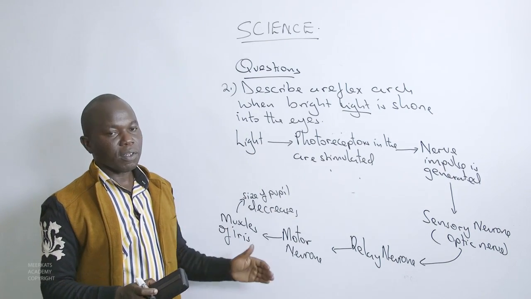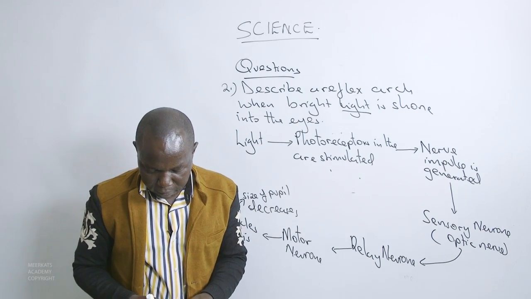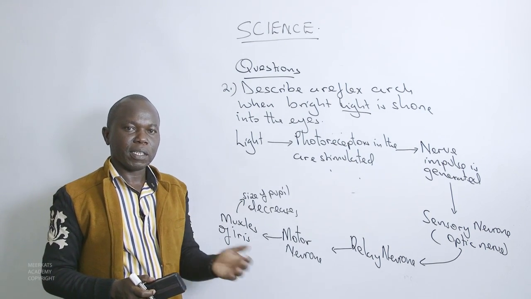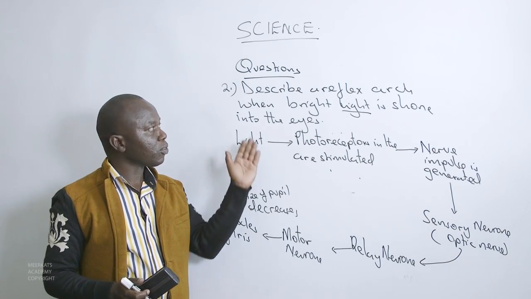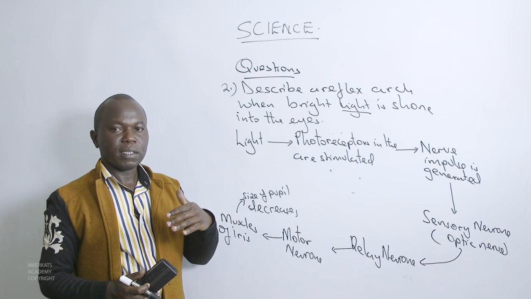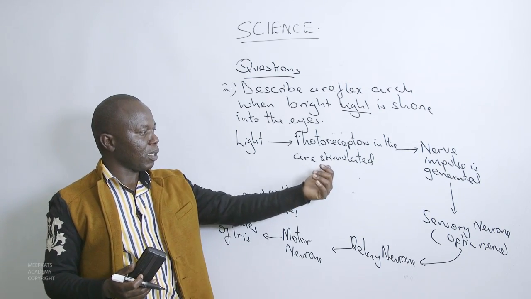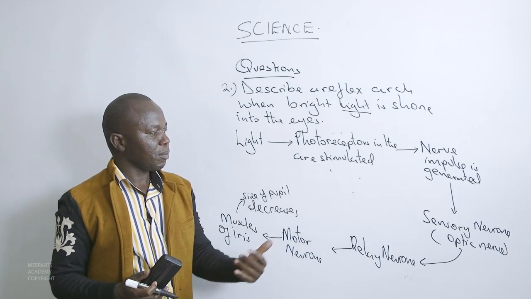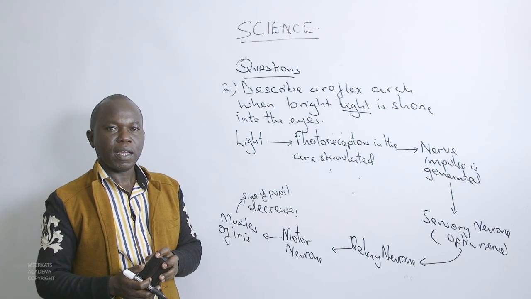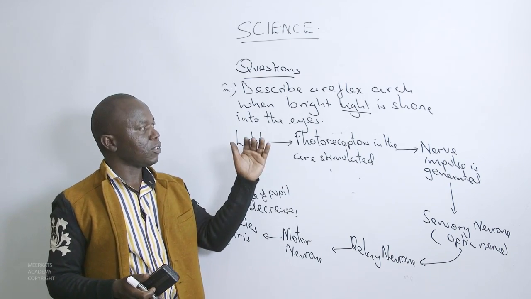So you can look at several other examples. Apart from light being shown, if, for example, a bad smell is released into a room, you can also try to describe the reflex arc. Maybe the receptors for smell in the nose will be stimulated, generating a nerve impulse, and then it flows the way we have been able to go through the other arc. So you can describe several other arcs depending on the stimuli.